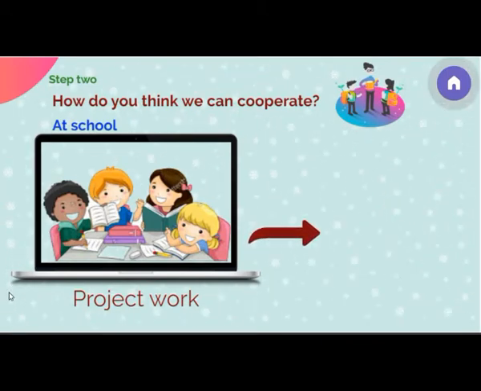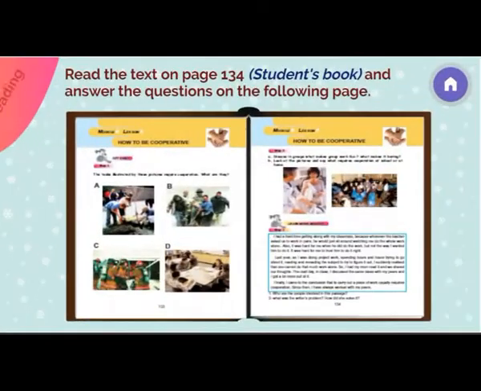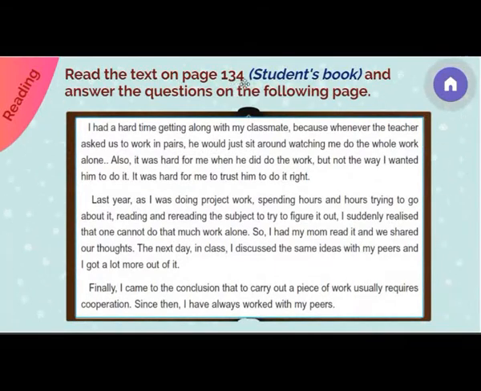Okay, now let's move to the second part of the lesson, which is the reading stage or the reading part. So read the text on page 134 in your student's book and answer the questions on the following page. You can read the text from the screen. So let's read the questions first.